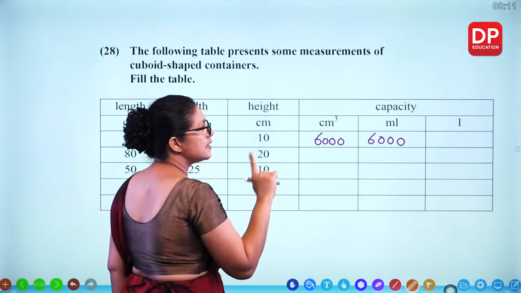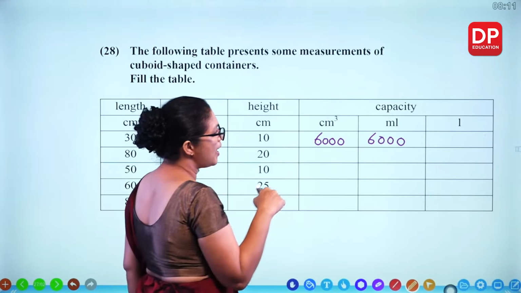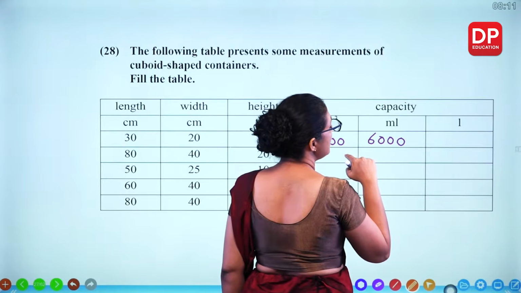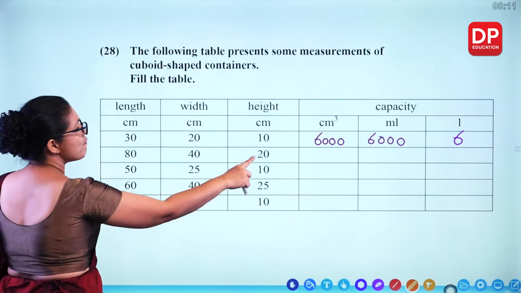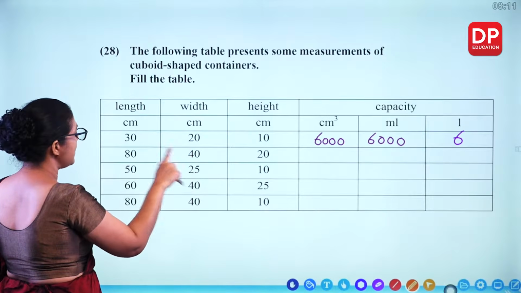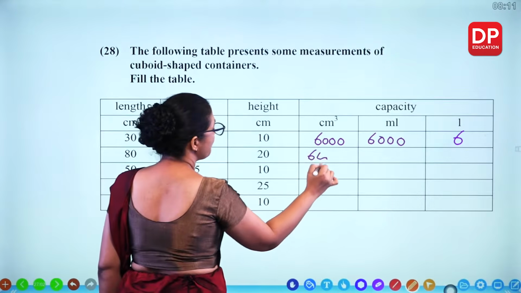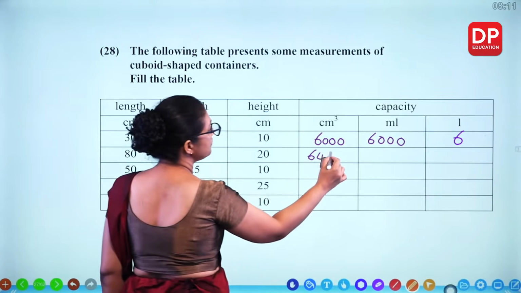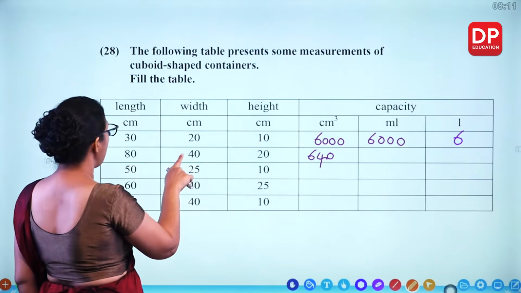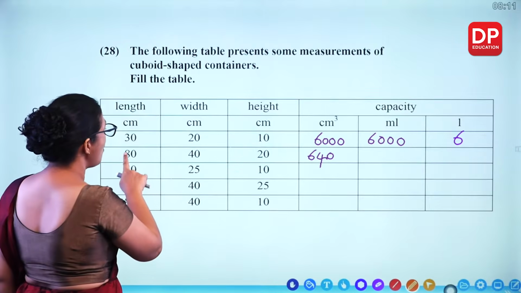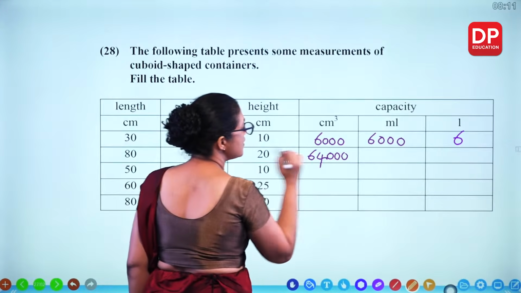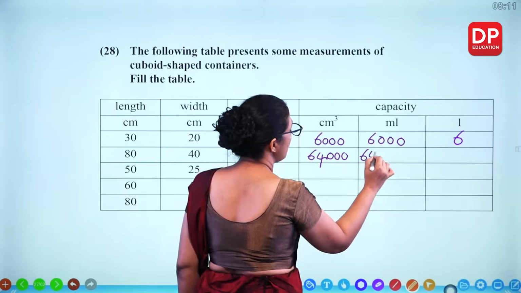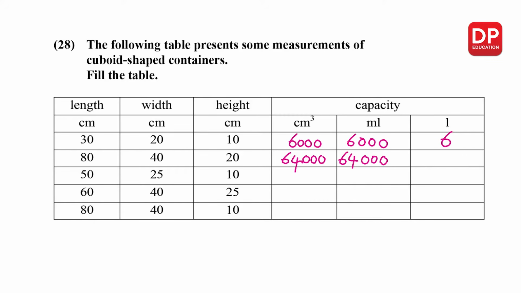But for liter, what's the conversion? You have to divide by 1000. 6000 divided by 1000, you get 6 liters. This one, 4 times 2, 8. 8 times 8, 64. 1, 2, 3 zeros. 64,000. Here also 64,000. Divide by 1000 means 64 liters.